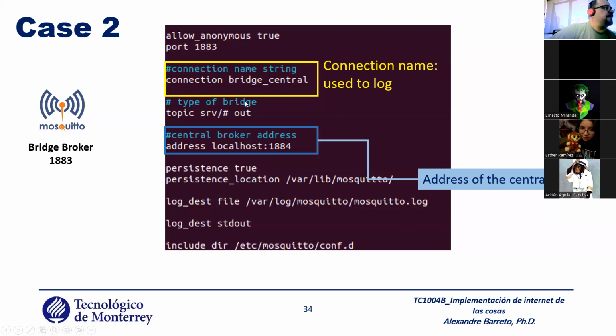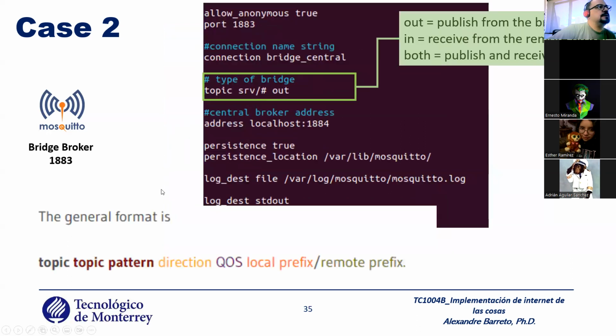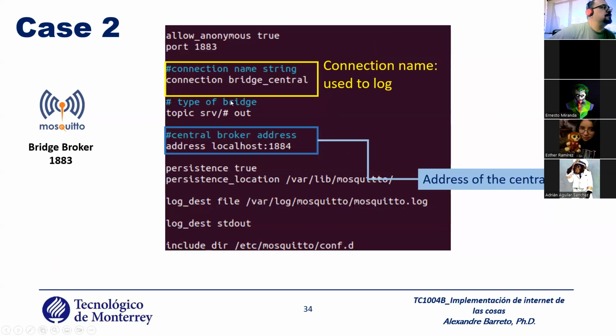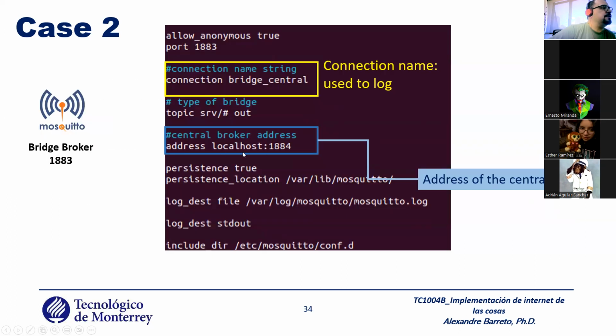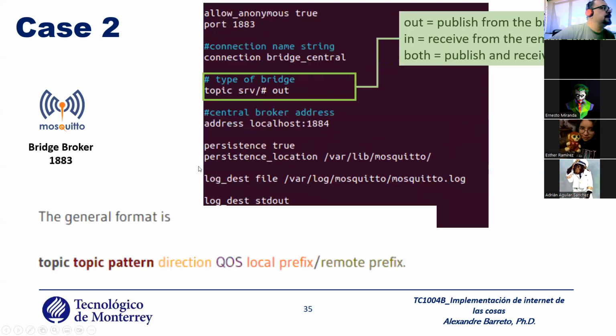You need to define the type of bridge. Remember, I will explain the next slide. You need to define the address of the central broker. You need to define the address of this guy, that defines where you send the message. In this case, remember that the central broker runs on the same machine and the port 184. You need to define it.